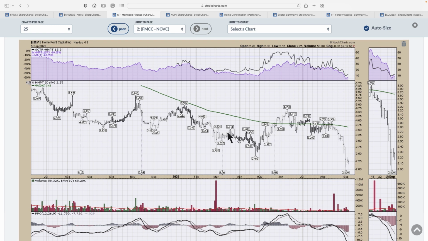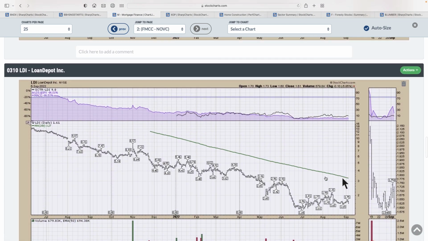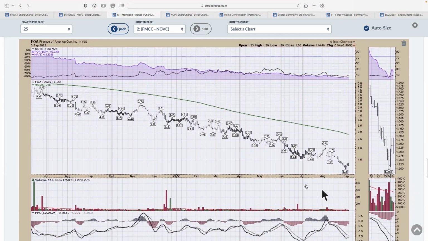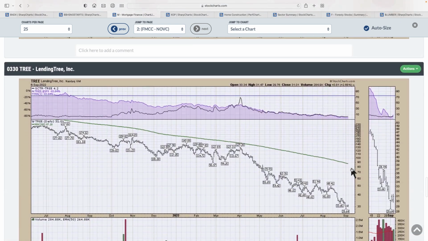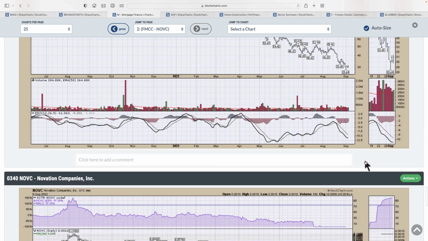And here's Home Point Capital. Literally in August, as soon as the market started to break down, this stock broke down from $3.50 to $2. That's a 40% haircut. Loan Depot, not really a trend we want to be a part of. Finance of America, look at that. That is $8.43 to $1.50. Amazing, there's a shareholder. And then LendingTree, a very popular stock years ago. Now here we are. April made a high at $129, now sitting at $30, down roughly 80%.